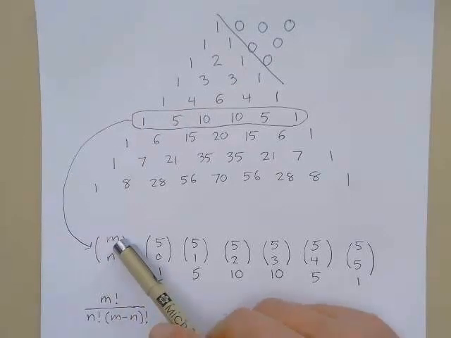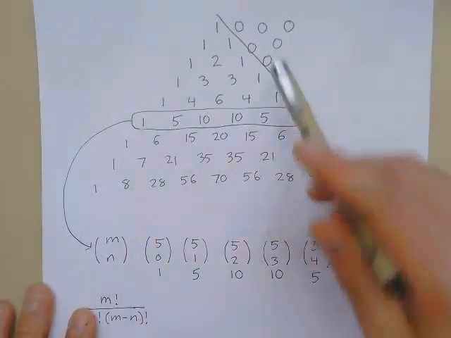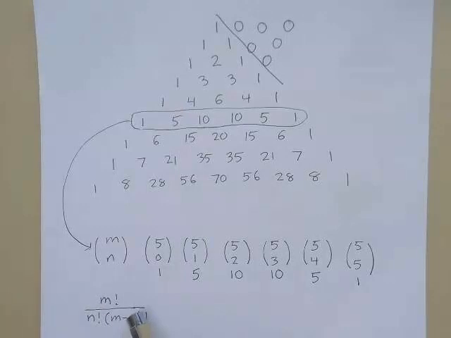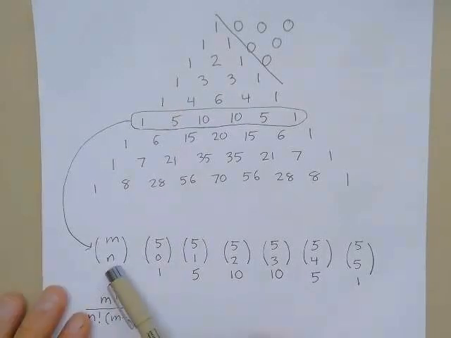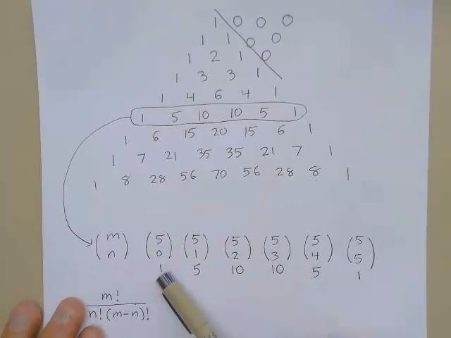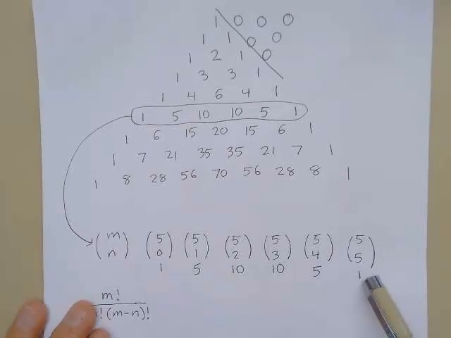of m total objects. For example, in the fifth row of Pascal's triangle, if we count this one as the 0th row, we have the ways of selecting n objects out of 5 total objects. For example, there's only going to be one way of not selecting any of the objects. There is going to be one way of selecting all 5 of the objects.